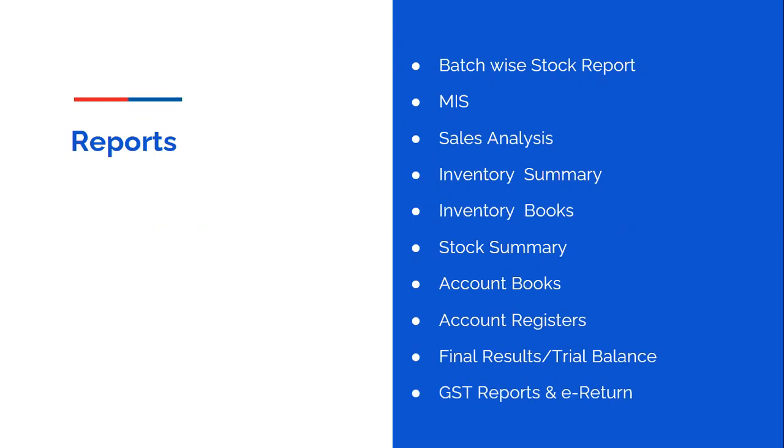You can view your GST report as per your requirement. You can generate your e-return directly from the software. You can generate your e-way bill and e-invoice directly from the software. And multiple reports are available in the Busy Accounting software in the standard format. And if you require, you can configure columnar and custom column reports also. So you can design the report according to your requirement. So in the Busy Accounting software, both standard and customized reports are available. You can view.